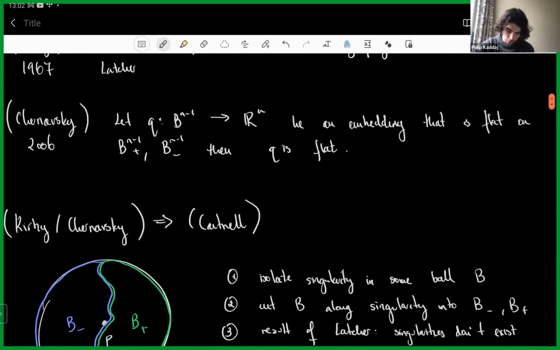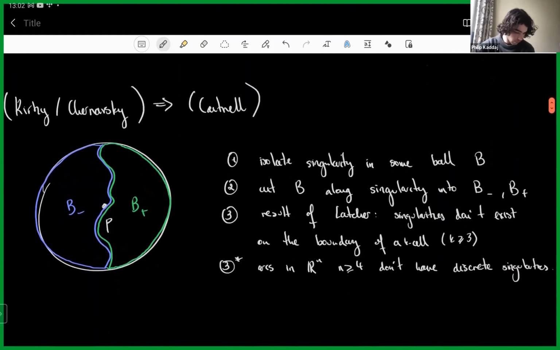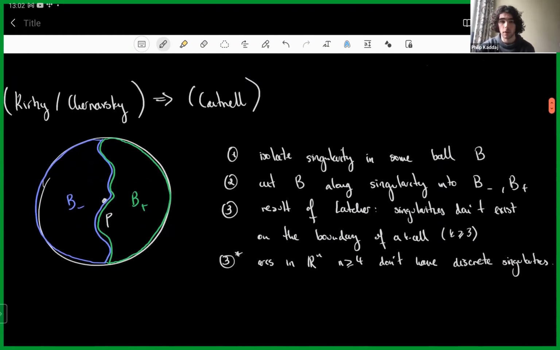So I'll quickly discuss why. First of all, why is this a generalization of Cantrell's theorem? Okay, so suppose we know some version of the Kirby-Chernavsky result.